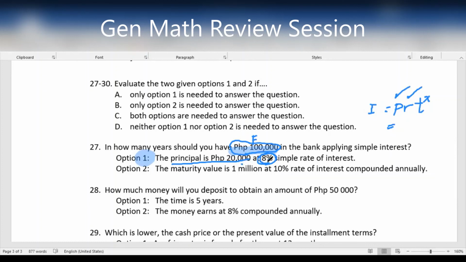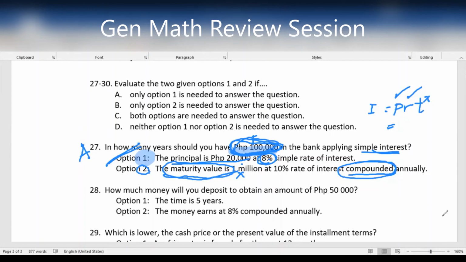So do you think we can already solve number 1? Enough na yon? Yes. Kasi pag number 2, parang hindi siya bagay, kasi maturity value. Given na nga yung maturity value sa mismong problem. Kaya this one is not. Kasi compounded din, mukhang this is not needed because in the given, it's simple interest. So you don't have to choose option 2. Kaya number 1 is the correct option. So your answer here is letter A. So only option 1 is needed. So I hope that's clear.